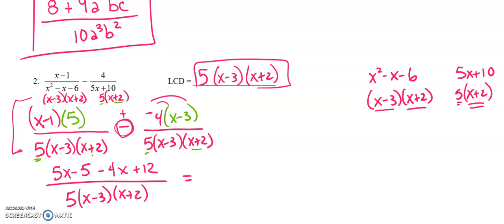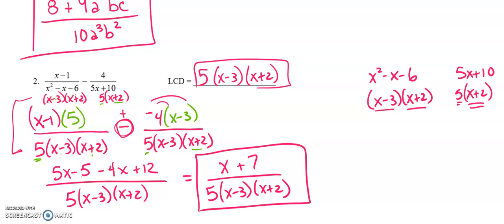So what does that equal? 5x minus 4x is x. Negative 5 plus 12 is 7. And then I usually just leave the denominator factored so it looks nice and neat. So we're left with x plus 7 over 5 times quantity x minus 3 times quantity x plus 2. Okay, so it's all about finding this least common denominator and then asking yourself the question, what's missing from my original denominator to my new denominator?